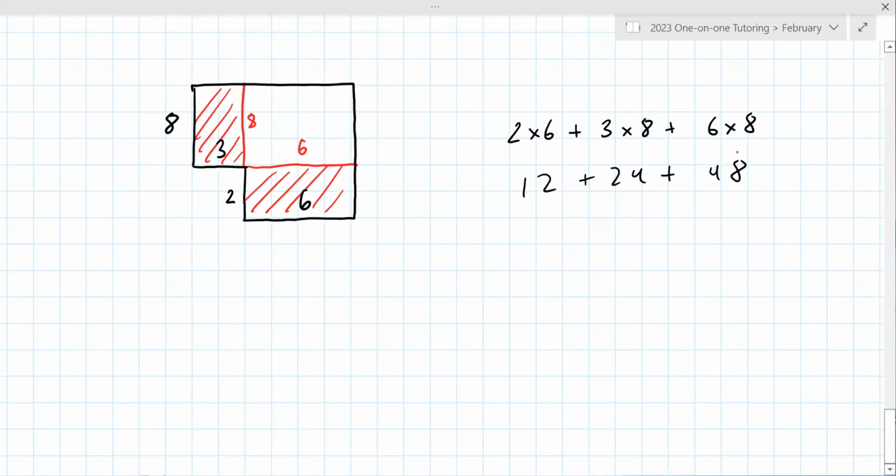12 plus 20. And then would you divide that by 2? No, this is not a triangle. Oh, so no, you just add these up.